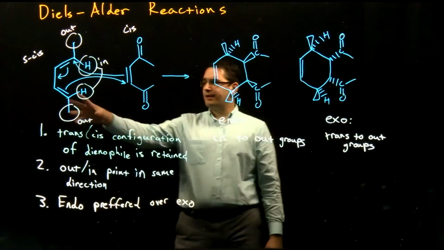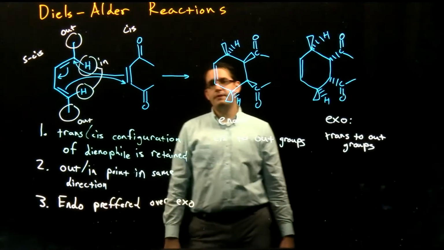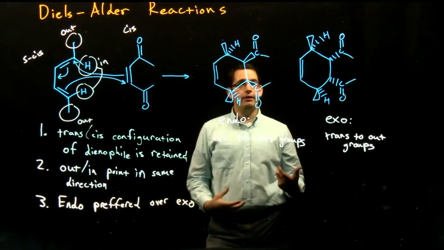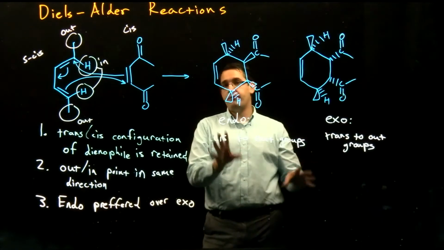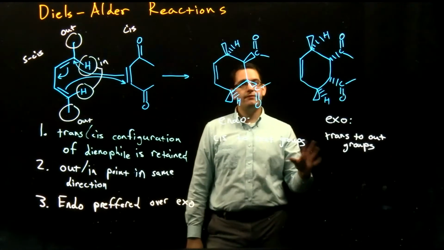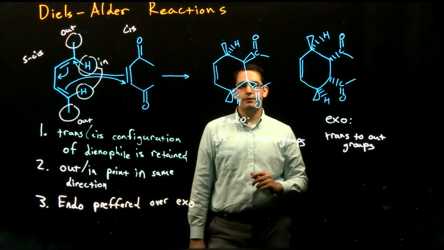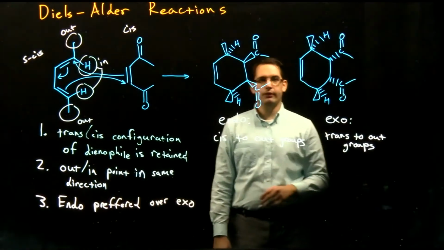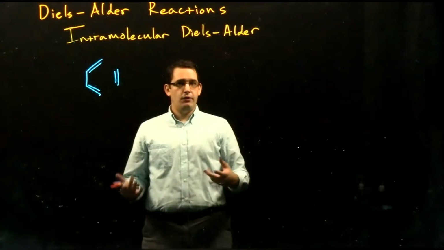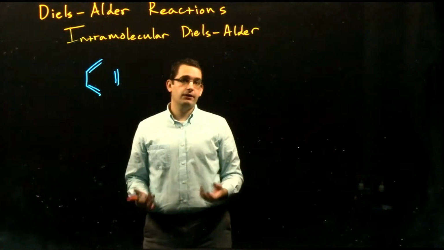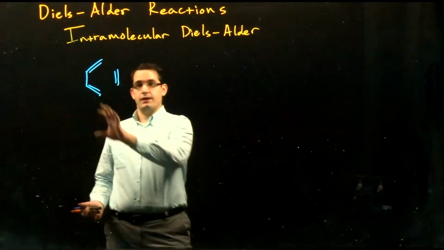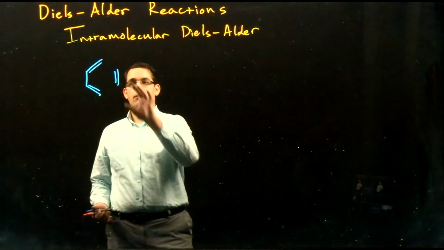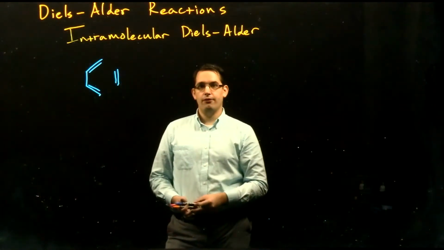Of course, as the complexity of our groups attached to our diene and our dienophile increases, we'll have more different possibilities for the number of different stereoisomers that we can produce, but we'll be following these same general rules for all of those. So far, we've seen a variety of different Diels-Alder reactions just based on changing the structure of our diene or changing the structure of our dienophile.